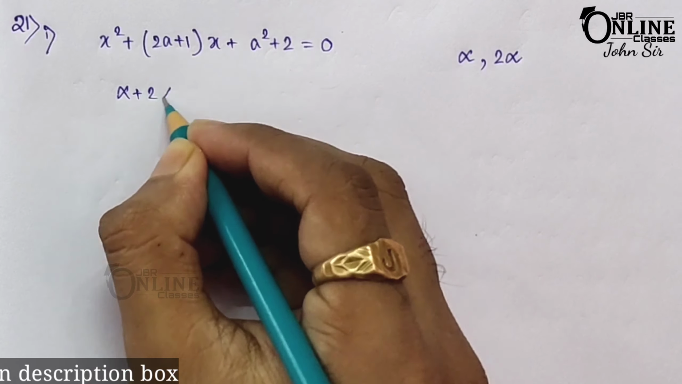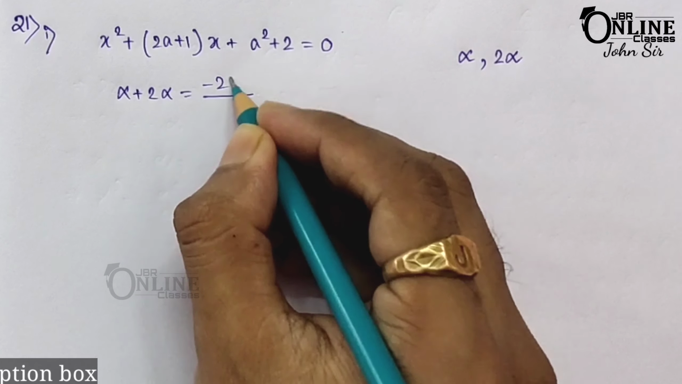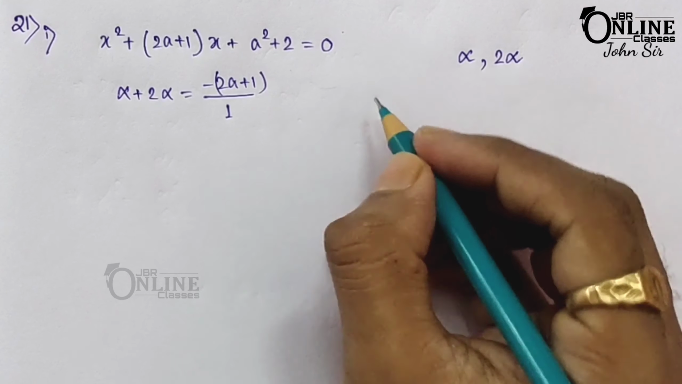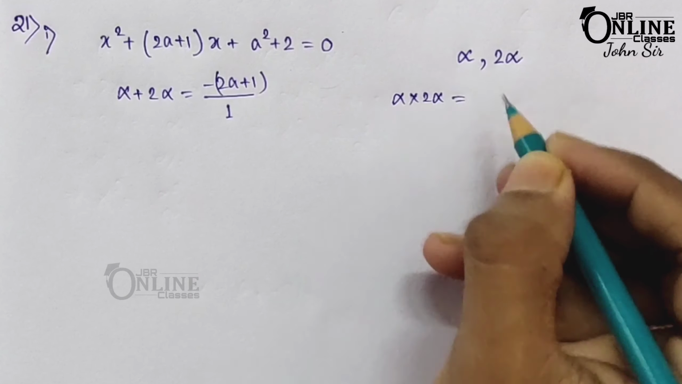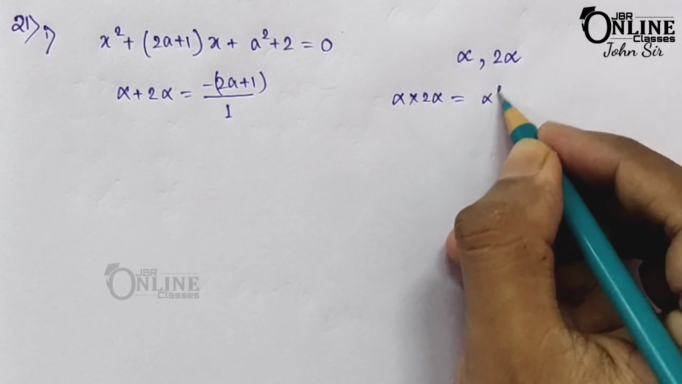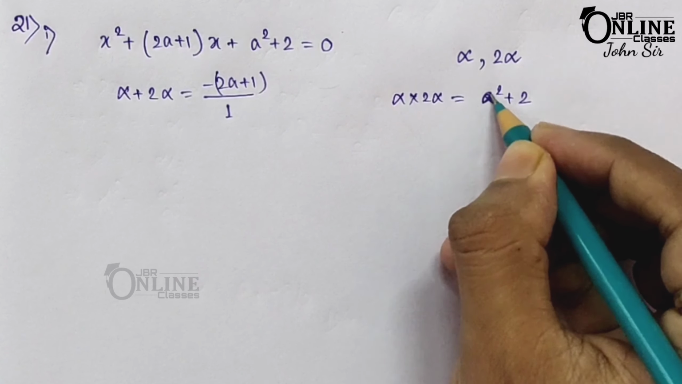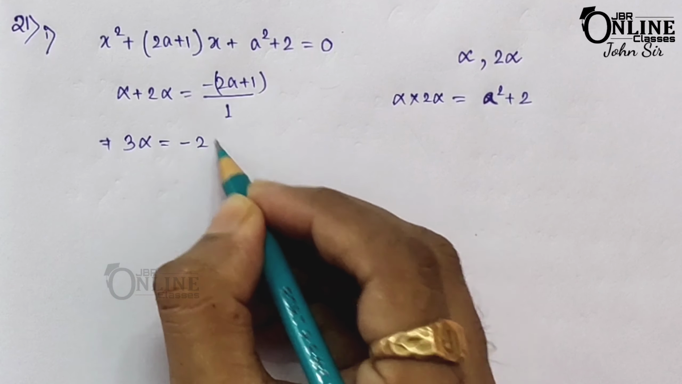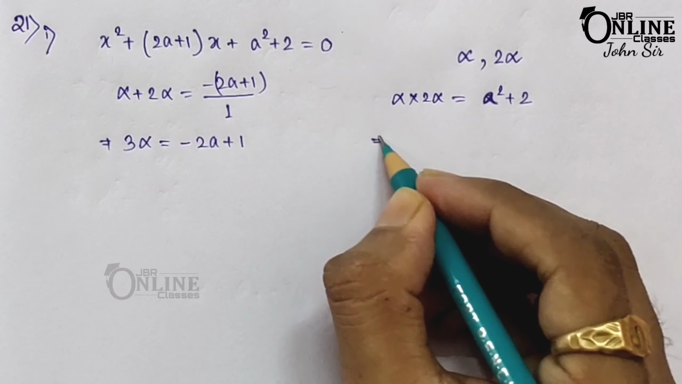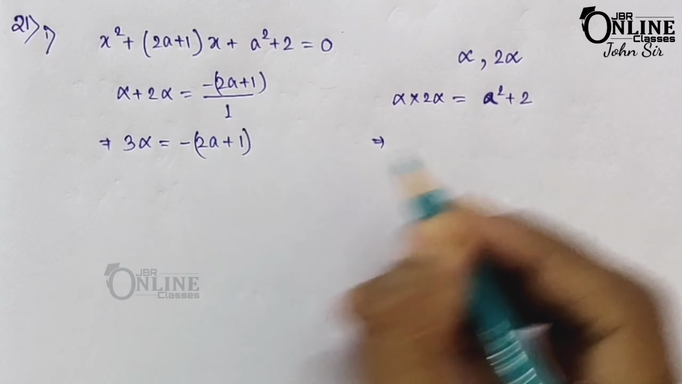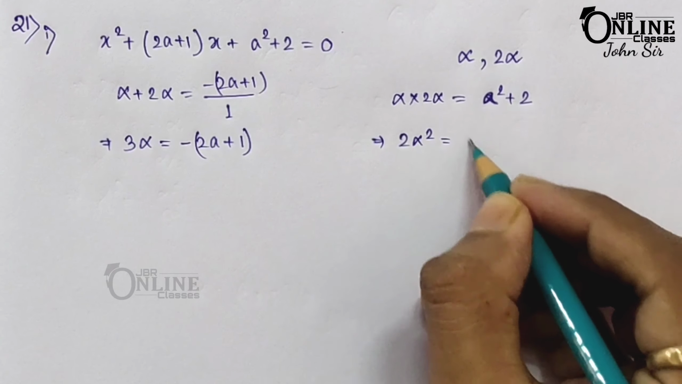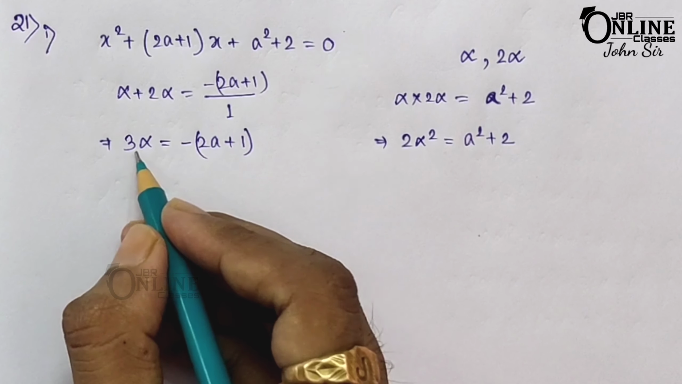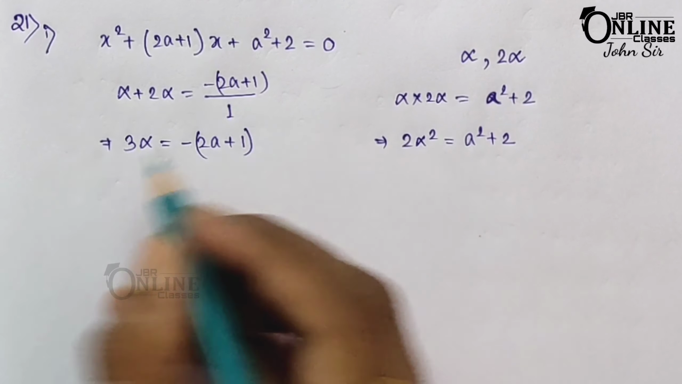Now you know that the sum of two roots equals minus b by a, here 1, and the product of two roots, that means alpha into 2 alpha, equals c by 1. So it will be alpha square plus a square plus 2. Now here 3 alpha equals minus 2a plus 1, and here 2 alpha square equals a square plus 2. So now 3 alpha equals this one, 2 alpha equals this one.